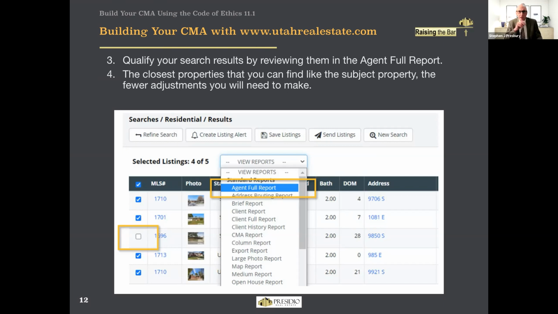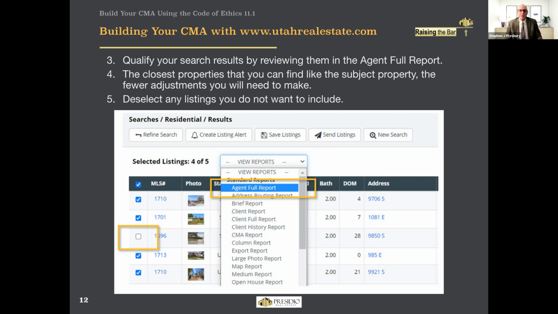So just remember, the closer the properties you can find are to the subject property, the fewer adjustments you'll need to make. So the real deal here, when you're trying to find a comparative report for working out an estimated price on your subject property, is to find properties that are the most similar. And if you can do that, there'll be fewer adjustments needed, okay?